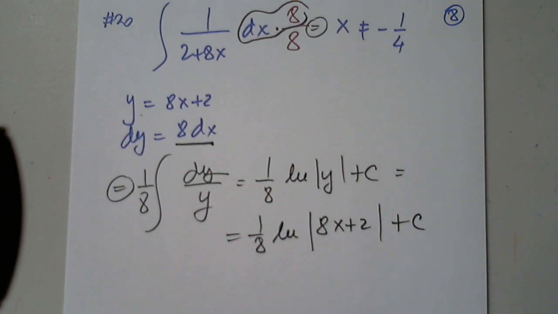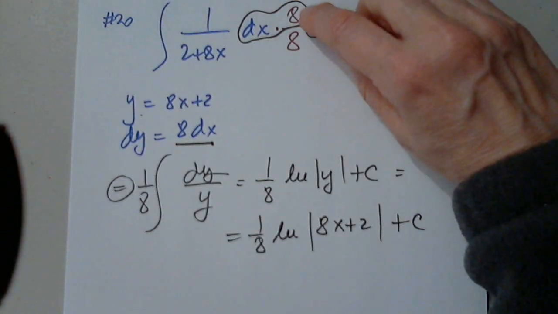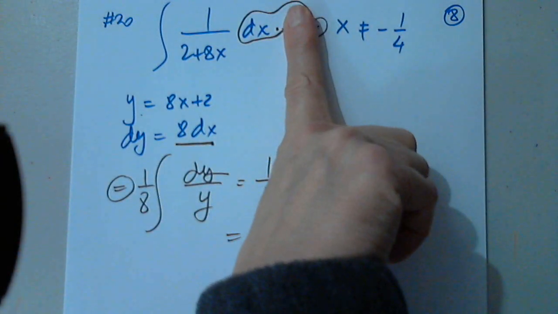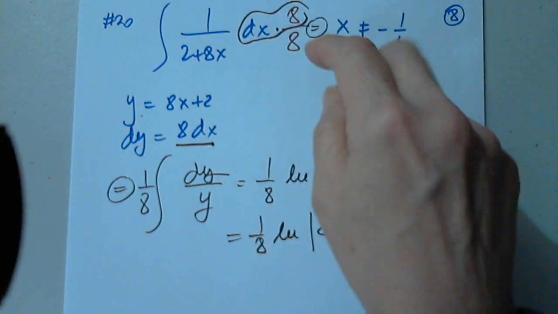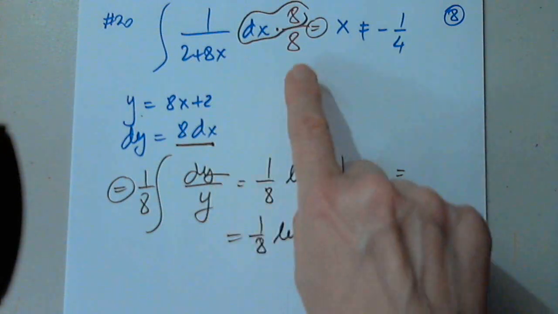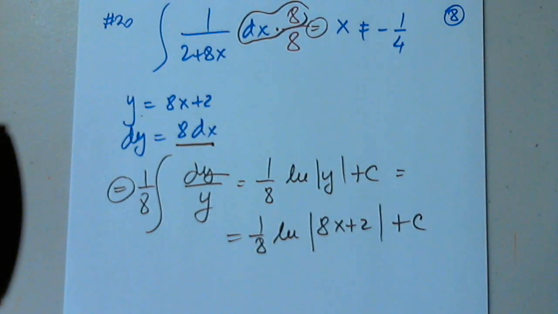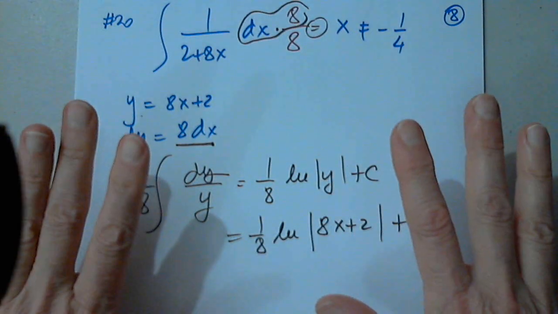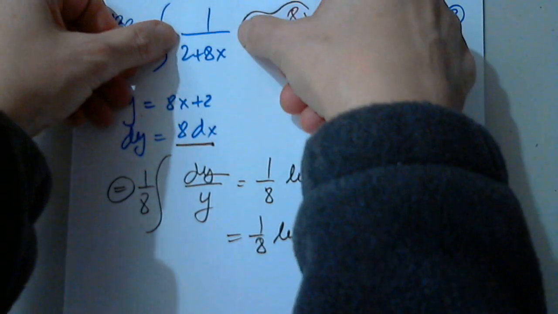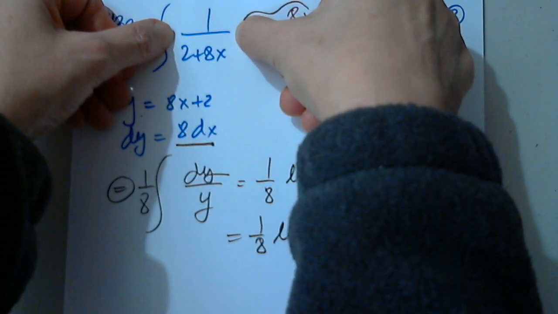So the adjustments have to be minor, a constant. Multiply and divide. If I multiply and divide by 8, I didn't do anything because this is 1. But I broke it so that 8 and dx are together in the form of dy, and 1/8 is now brought outside. And remember, these are always easy because if you differentiate this, you have to get this function. So it's always easy to check.